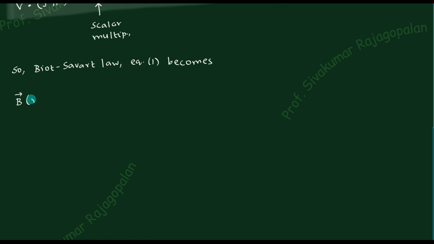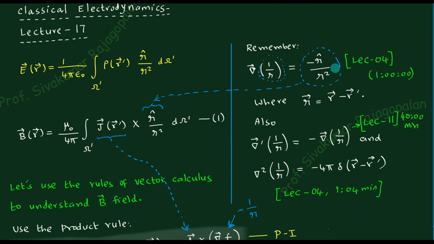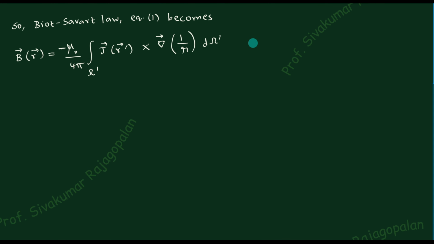So then we will be writing B of r is given by mu naught divided by 4 pi, then the integral, you have the j of r prime vector, then cross the gradient of 1 over r. That is the same expression I have written for convenience. And now let us bring in the minus. So I have written the minus there. From where did you get the minus? That minus is what is coming here. Once that is clear, then we are ready to apply the product rule.